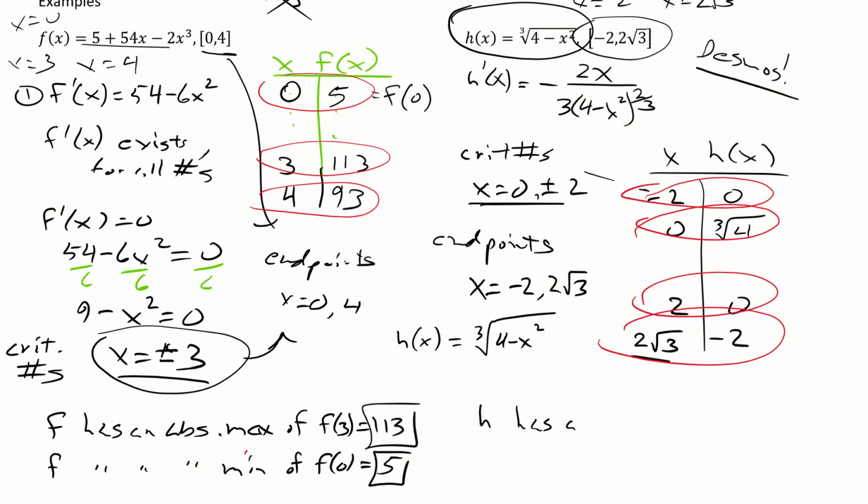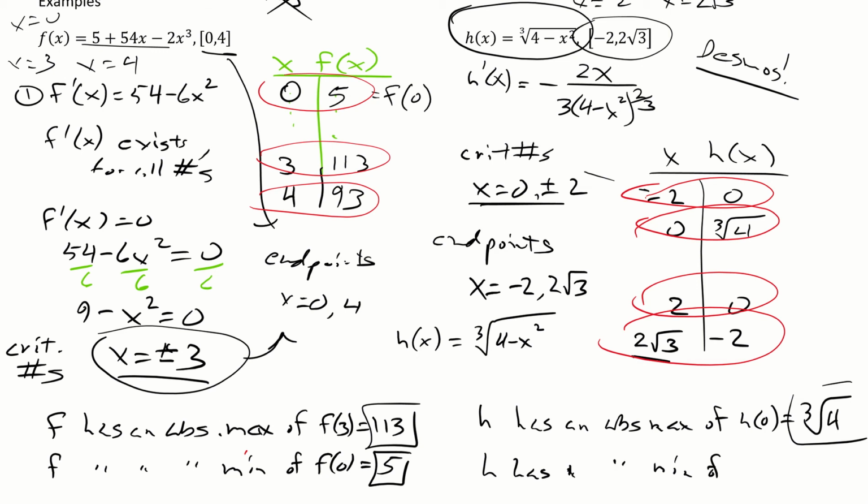So we'll say h has an absolute max of, which one's the biggest? Well, it's the only positive one. H of 0 is the cube root of 4. There's a winner. That's the max right there. H has an absolute min of, which one's the smallest? We got 0, 0, but we have negative 2. So h of 2 radical 3 is negative 2, and that's the min. We didn't hit the critical numbers, did we, except for the minus 2. So that's how this is done.